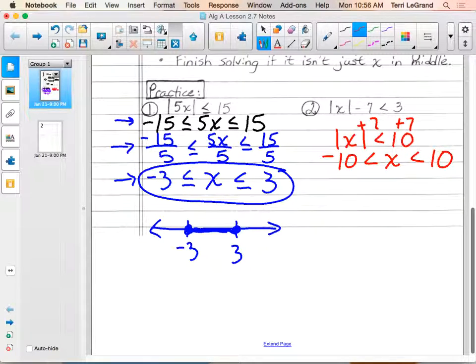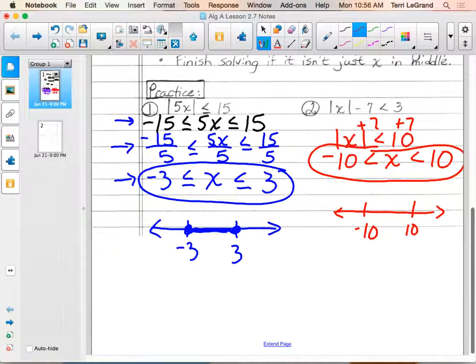Okay, we can ditch the absolute value bars because now we can set it between the two numbers that have a distance of less than 10, negative 10 and positive 10. In between those are all the numbers that have a distance of less than 10. Do we have another step to do to get x alone? No, we actually have our solution right here. We already have it. And we're ready to graph it.